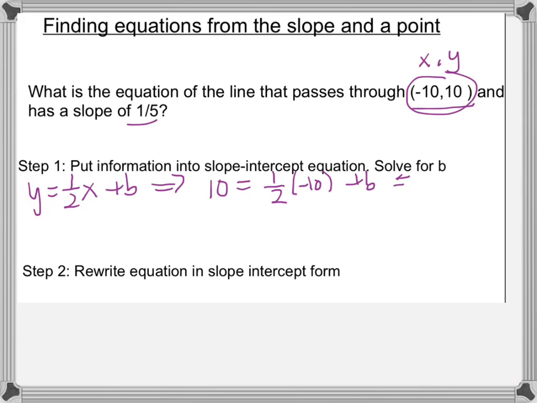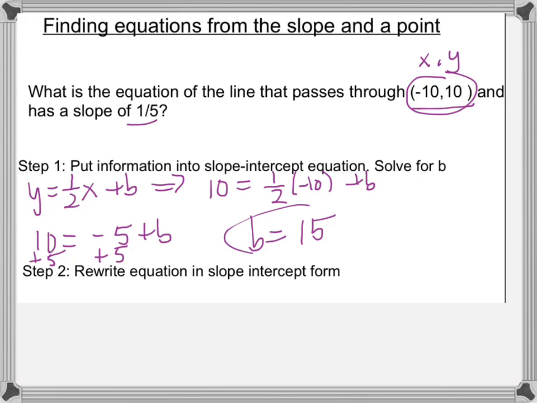Okay, it's not equal to, I don't mean to write equal there. Okay, so 10 is equal to negative 5 plus b. Okay, so let's add 5 to both sides here. B is equal to 15. Okay, so now I have the two pieces of information that I need for my equation. I have the slope and the y-intercept. So y is equal to 1/5 x plus 15.